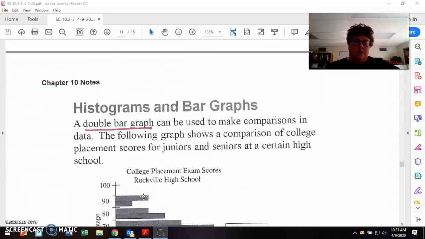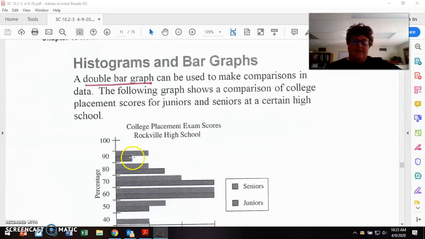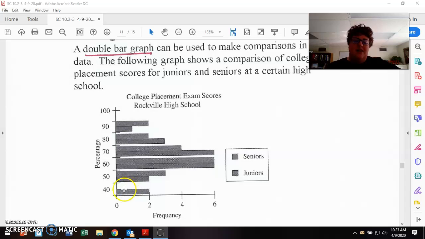Okay. You can have a double bar graph. So you are comparing juniors and seniors. The reason this is not a histogram is because they're not touching. You have your juniors and seniors, they're not touching there. Okay.